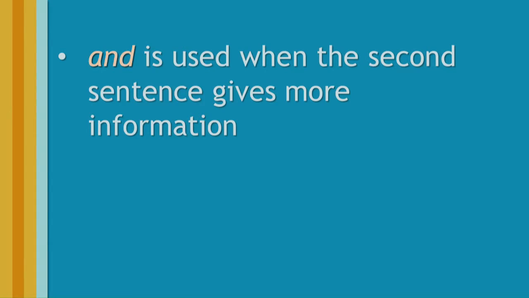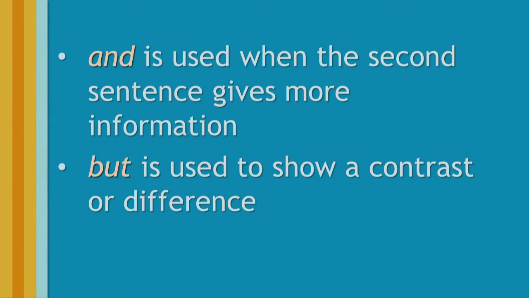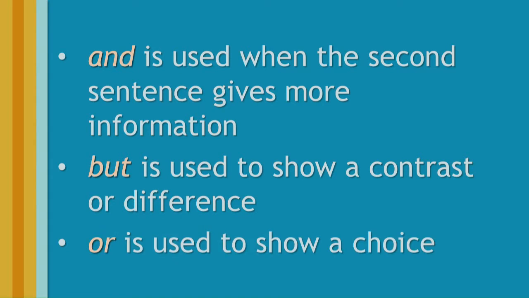So I want you to remember that and, the coordinating conjunction and, is used when the second sentence is going to give more information. The coordinating conjunction but is used to show a contrast or a difference. And the coordinating conjunction or is used to show a choice.